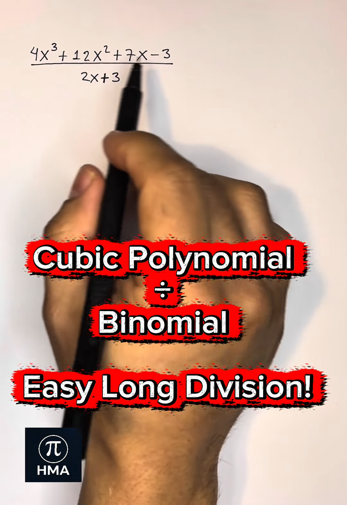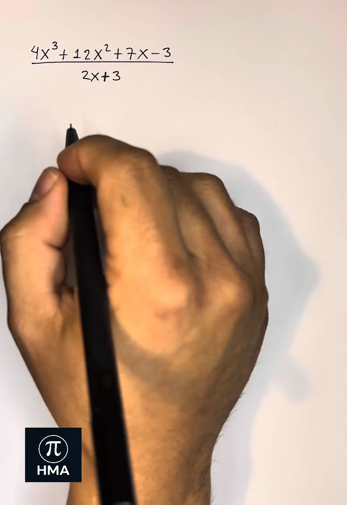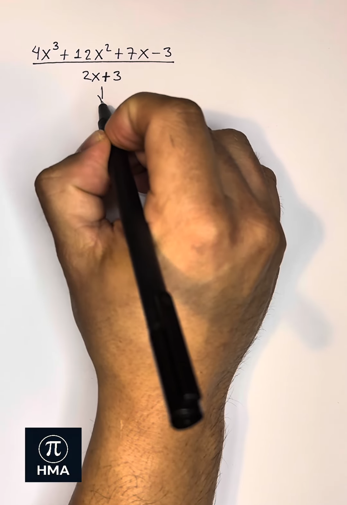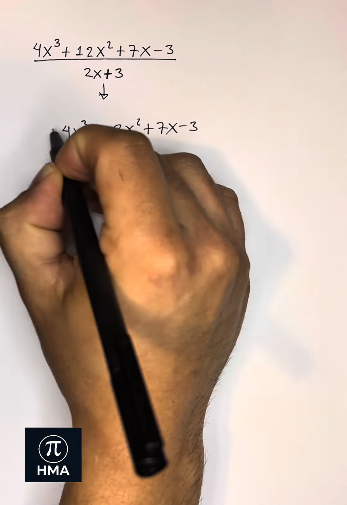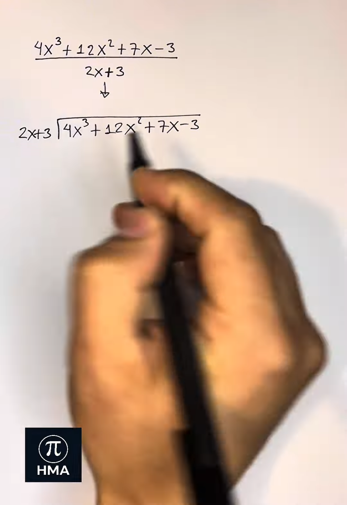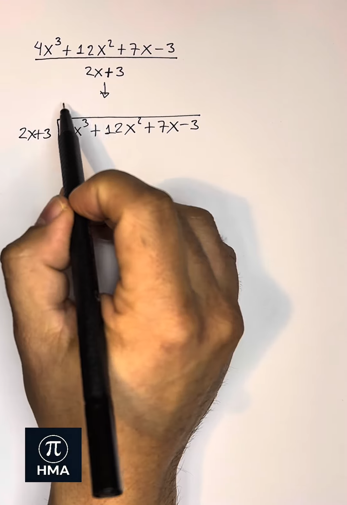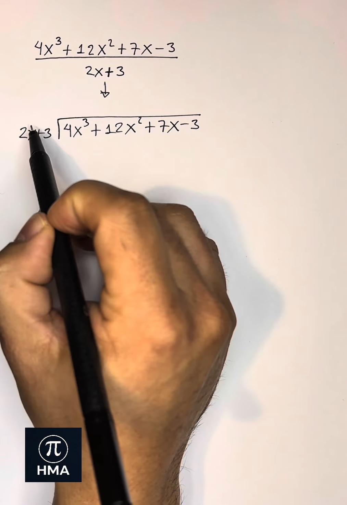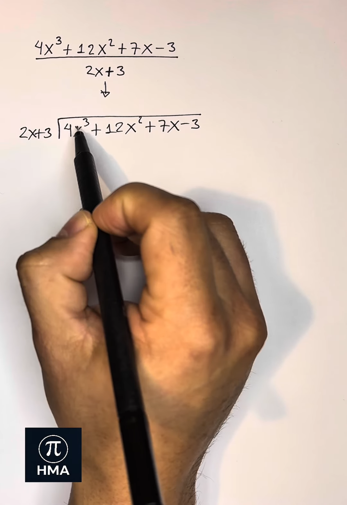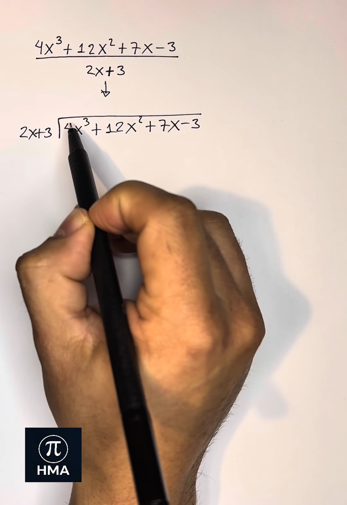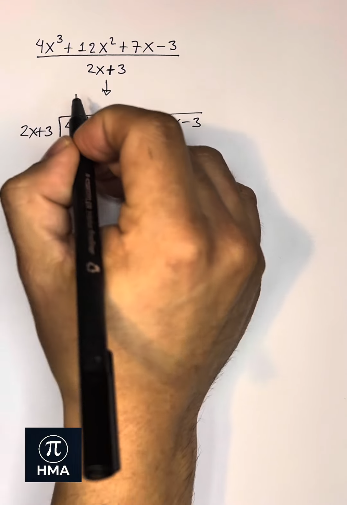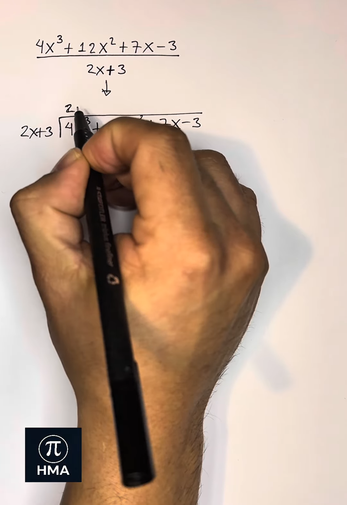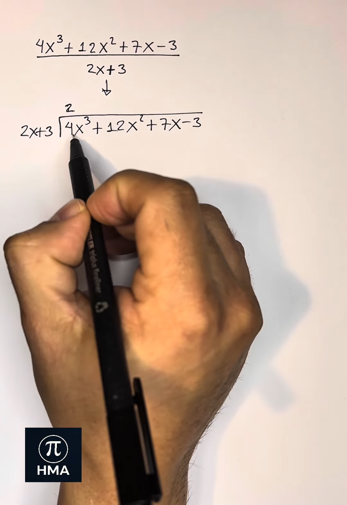Division of a polynomial by a binomial. First, we need to rewrite this expression as follows. Then we need to find a term here that when multiplied by the first term, we get an x cubic and also the coefficient 4. If you observe, we have the coefficient number 2, so we need a coefficient number 2 as well. So when we multiply 2 by 2, we get 4.